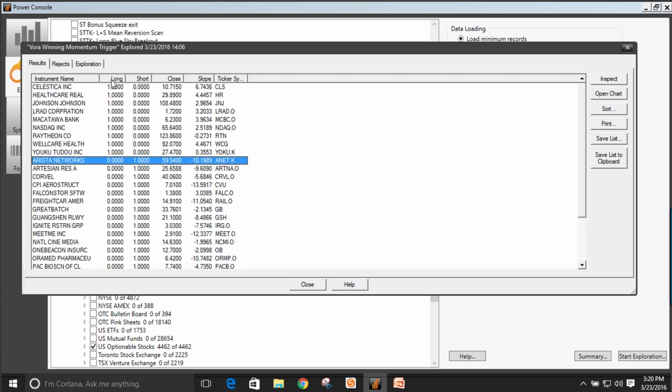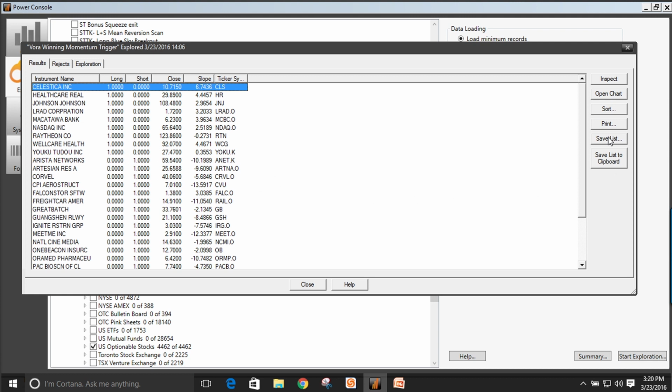Okay, and if I sort them by long, out of all 3,000 something stocks that I scanned earlier today, these are the stocks right here. These 10 or so are the ones that had a long setup or a long opportunity. It gives you the close price. It also gives you the value of the slope calculation when that buy signal came in. So it gives you some information.